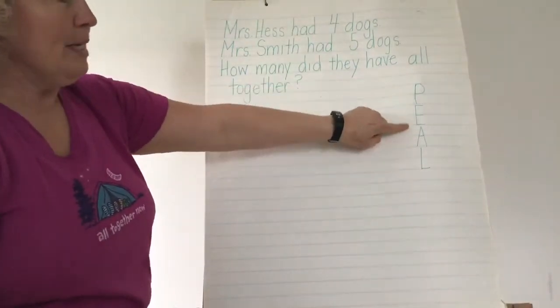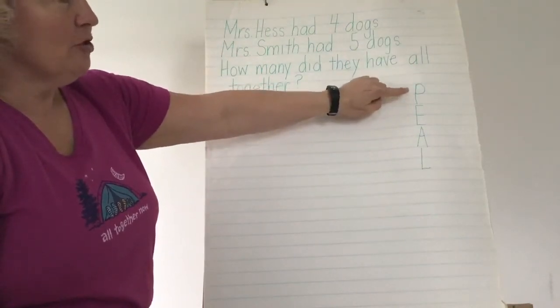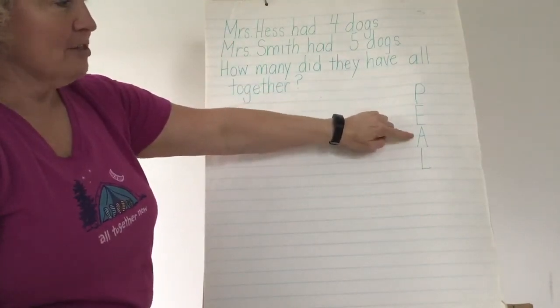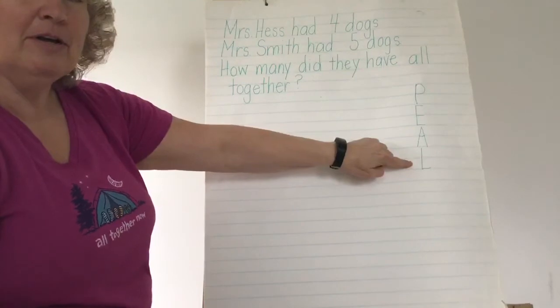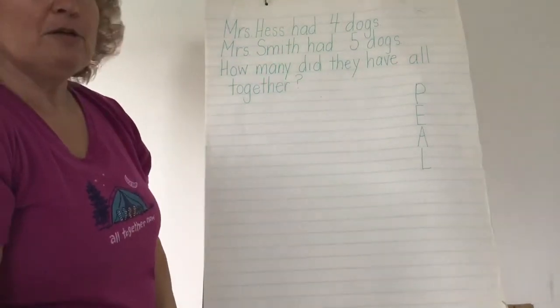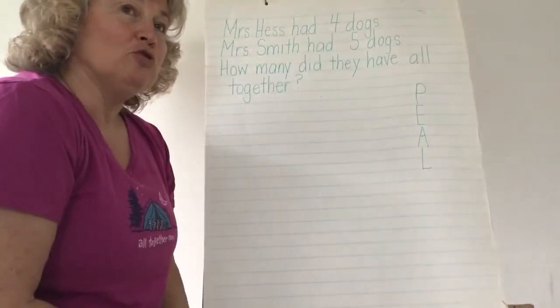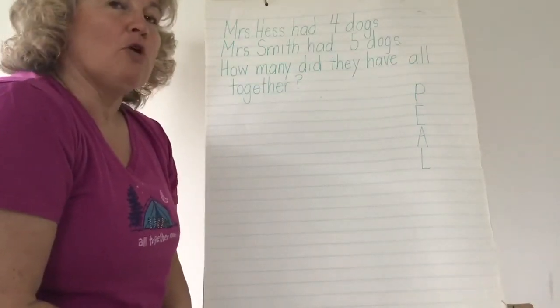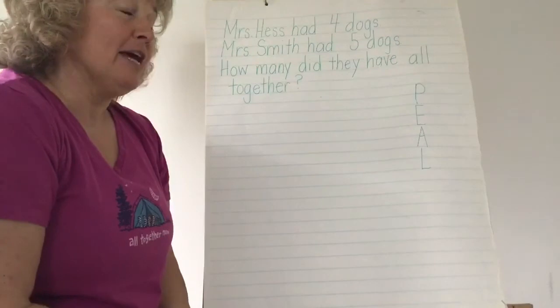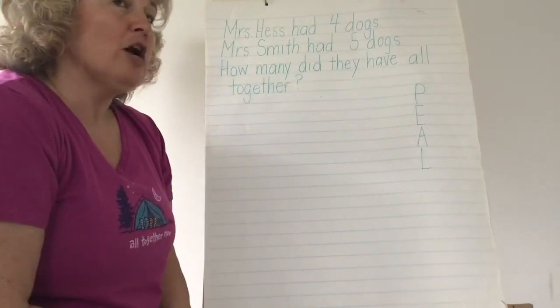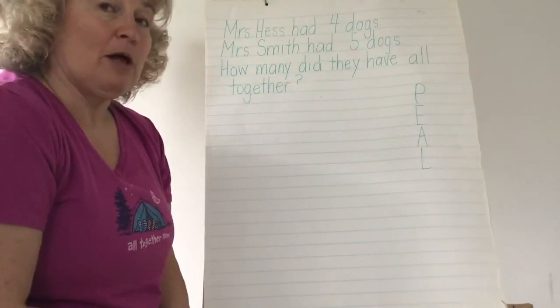So we're going to use our PEAL method. Picture, equation, answer, label. So let's start with P for picture. So if you remember, I've told you before, don't worry about drawing the exact thing in our word problem. You can draw a circle and that works just as well.